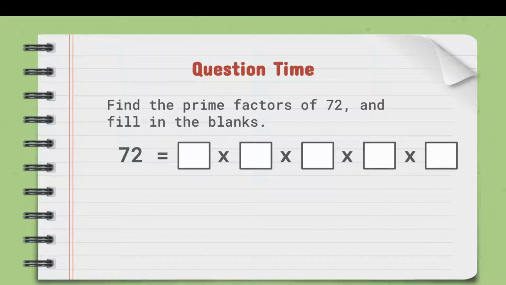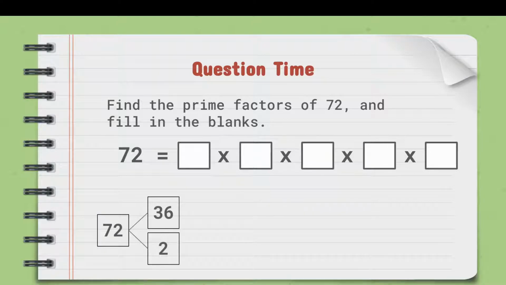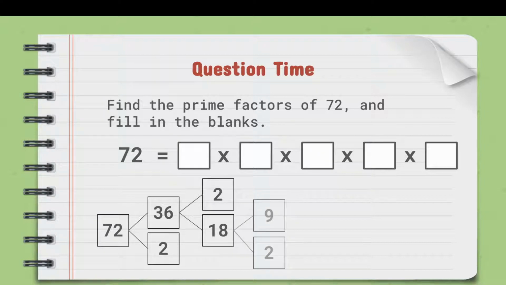Did you find it? At first glance, 72 is an even number, so divide it by 2. Leave the 2 right there, since it's a prime number. Then for 36, you repeat the process. And for 18, repeat the process as well. And you'll get 9, and you divide 9 by 3. And you'll get 3, which is the last prime number.